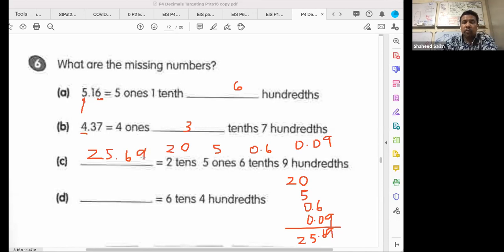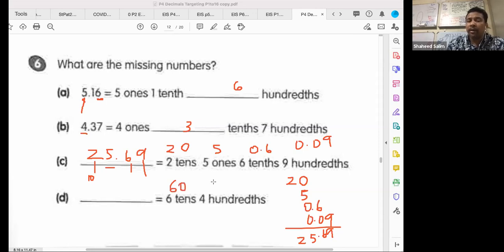25.69. So we test that. This is the ones, beside here is the tenth, and down here is the tenth with a TH, right? And hundredth with a TH. So it's correct. So ones, tenths, hundredths. If you have additional, that means it's wrong. 6/10 is 6 times 10, 60 lah.